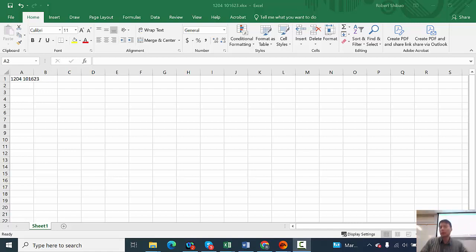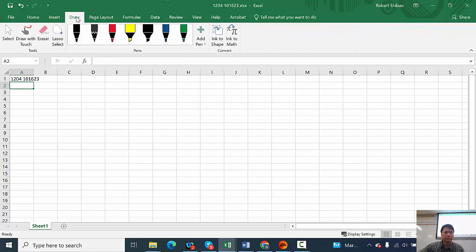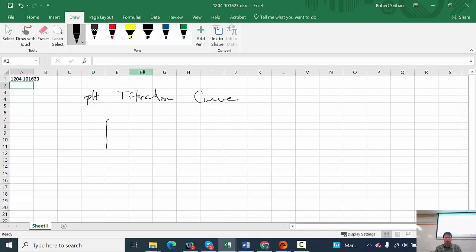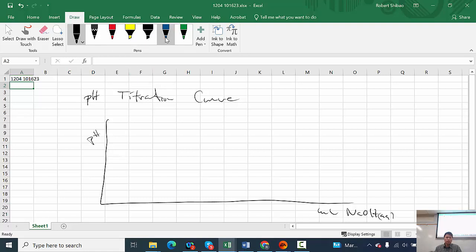We'll do it later. We're going to the computer lab today, but before we go there, I want to talk about what we're doing. We do a pH titration curve. We're going to plot the pH versus milliliters of sodium hydroxide solution here. And we're going to have data, or raw data like this.